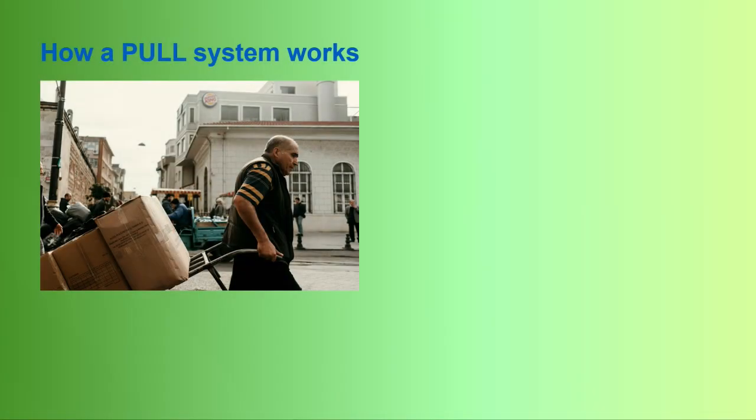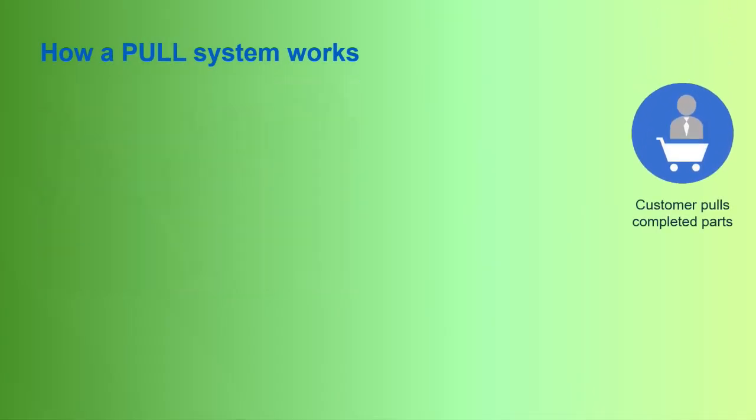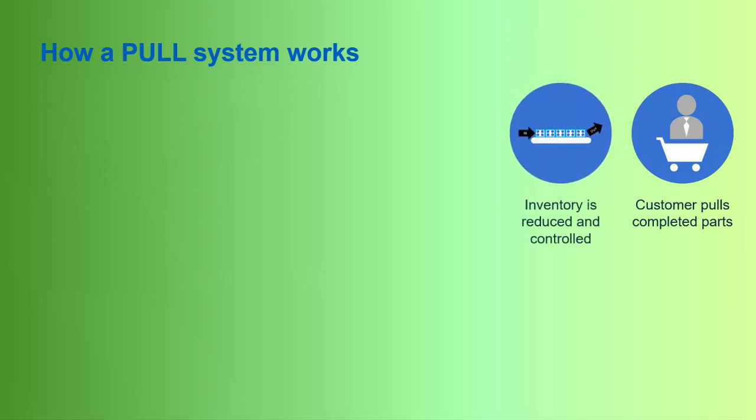Okay, but how would a pull system fix all this? A pull system means that the work is pulled forward rather than being pushed. Things work much differently in a pull system. The pull system starts when a customer or the next process orders or pulls the completed parts. Inventory is reduced and controlled. The previous process is notified by a visual cue that parts have been pulled.